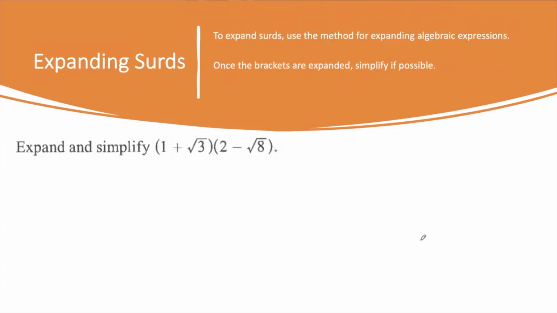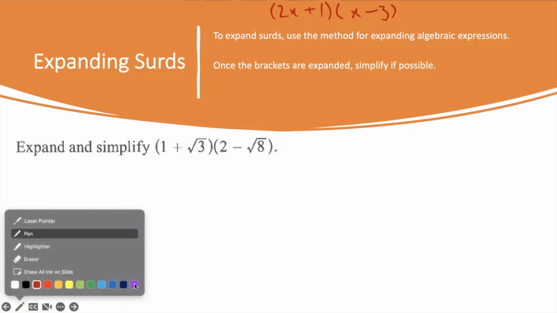All right, now let's learn how to expand surds. To expand surds, we use a method for expanding algebraic expressions. Just like you would expand the expression, for example, 2x plus 1 times x minus 3, you multiply 2x with x, then 2x with minus 3, then 1 with x, and then 1 with minus 3. Then you add the like terms and write your final answer. We do the same thing here with surds. So let's see how to do that.